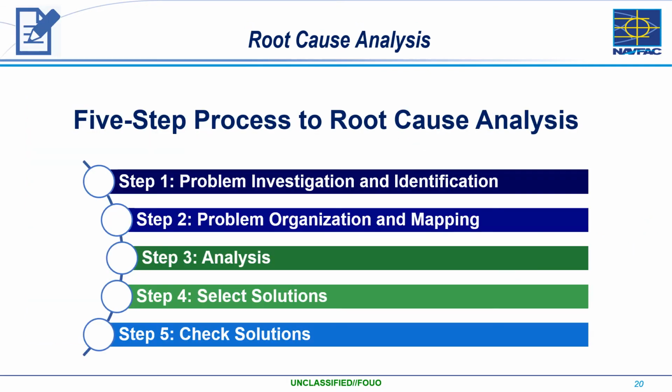Now I'm going to show you a 5-step process you can use to do root cause analysis. You have this slide available in your workbook on page 14 that you'll be able to refer to for future reference. The 5 steps of root cause analysis are: Step 1, problem investigation and identification. Step 2, problem organization and mapping. Step 3, analysis. Step 4, select solutions. And step 5, check solutions. We'll go through each step in a bit more detail next.